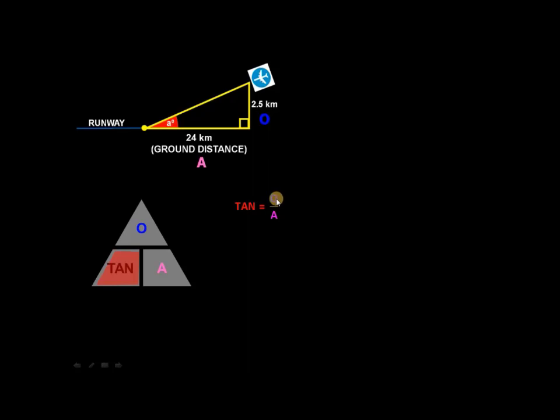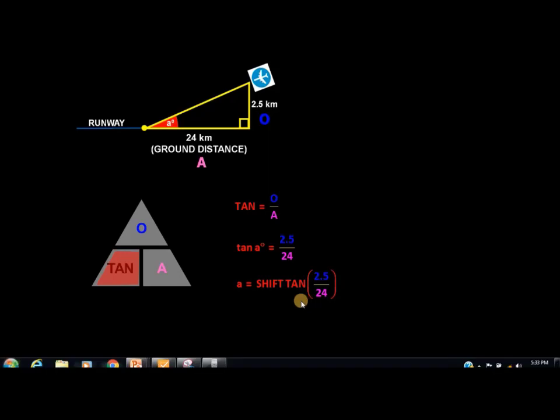We now replace opposite and adjacent by the numbers in the question, 2.5 and 24, and we get tan of angle A is 2.5 over 24. Now we want to get the angle, not the tan, so we must go back from this, so we go Shift tan. We now use a calculator to do this.